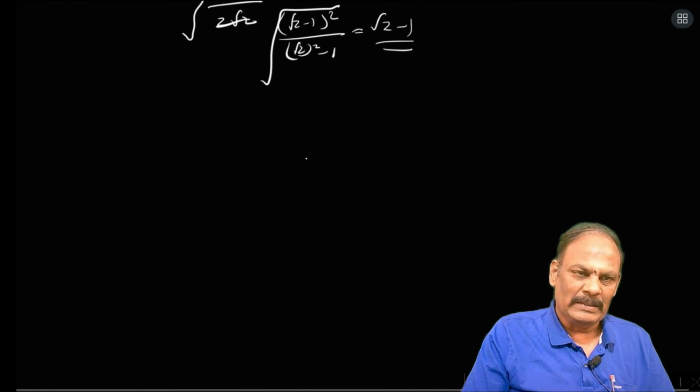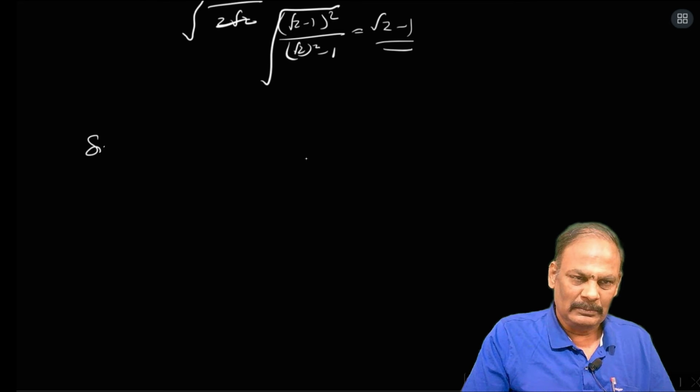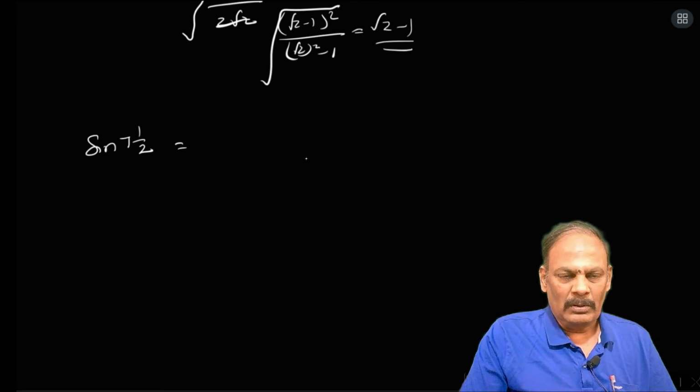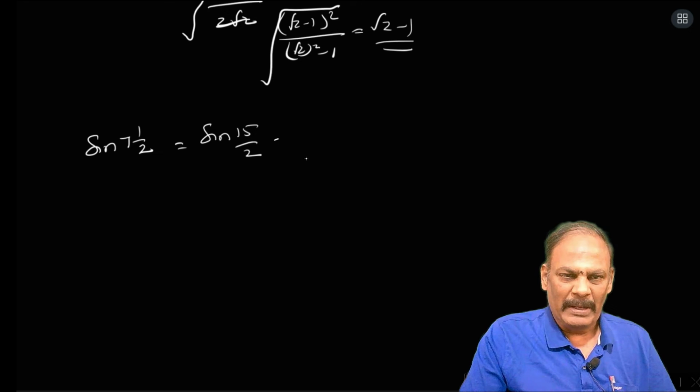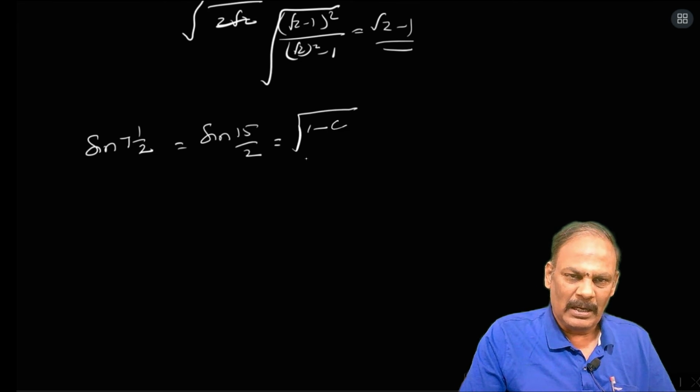Now we are finding sin 7 and a half. Now sin of 15 by 2. We are applying the formula, root of 1 minus cos 15 whole by 2. But cos 15 equals how much? We will calculate separately here.